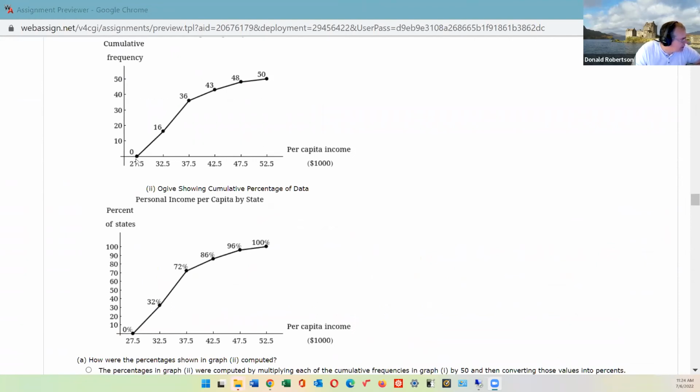So if you look at 27.50, right? Okay. If you're looking at about 37,500, that's about 36 states out of 50 that have that as their average income or less. I guess that's how you would read it.